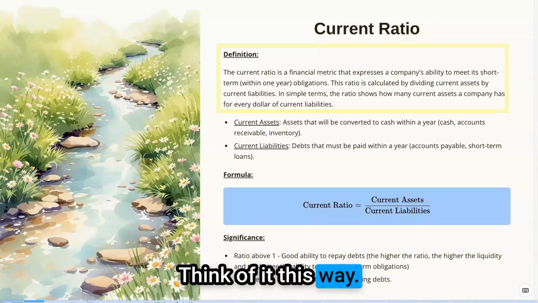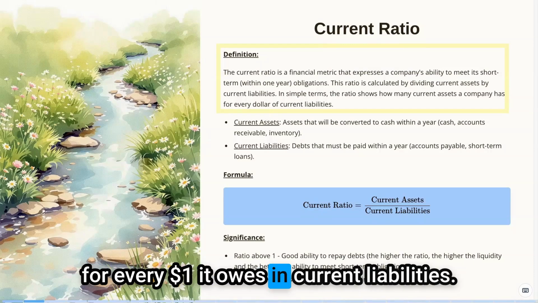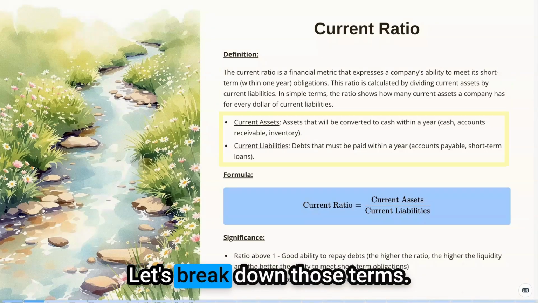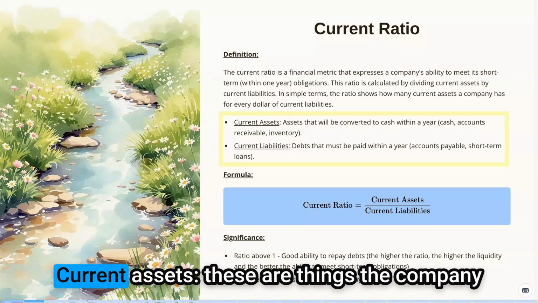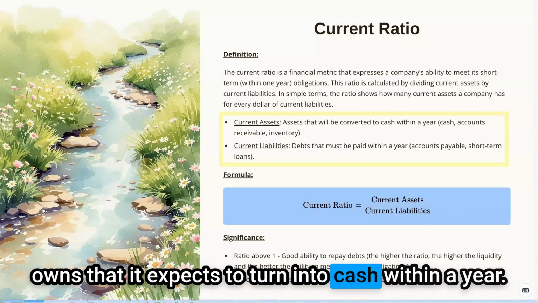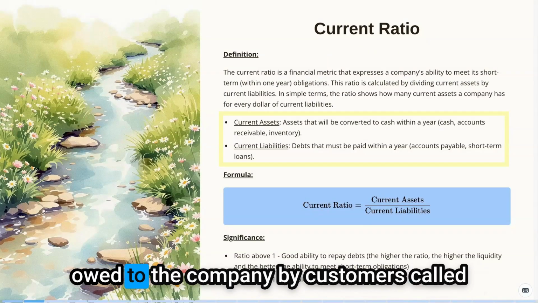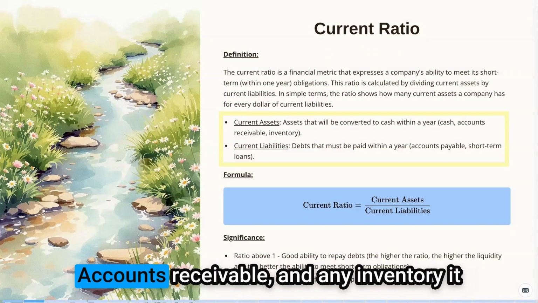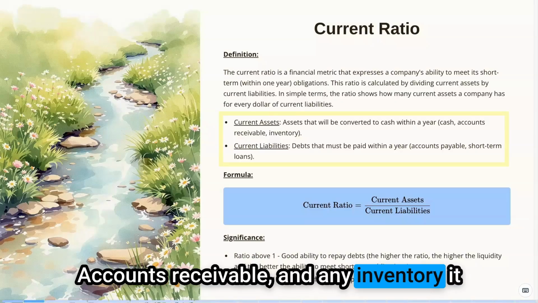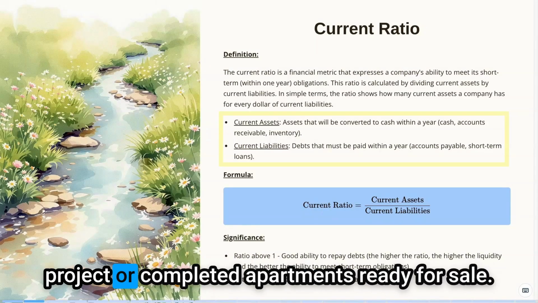Think of it this way. The current ratio shows you how many dollars in current assets a company has for every $1 it owes in current liabilities. Let's break down those terms. Current assets. These are things the company owns that it expects to turn into cash within a year. This includes actual cash in the bank, money owed to the company by customers, called accounts receivable, and any inventory it holds, like building materials for a construction project or completed apartments ready for sale.